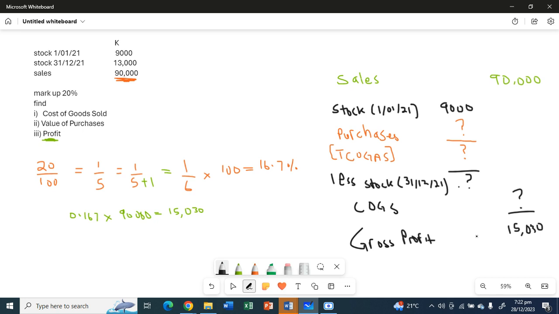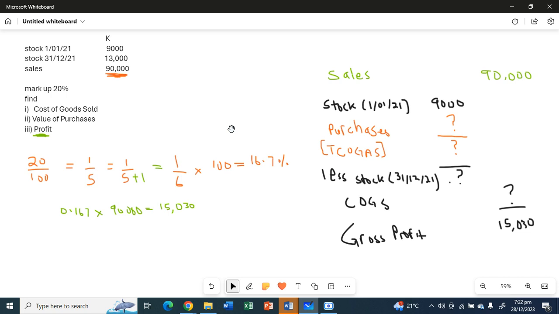All right. So now, as I said, this becomes like a puzzle. The first thing we need to tabulate is our cost of goods sold. I forgot here, our closing stock, we have a value. It's 13,000. First things first, we need to get our cost of goods sold.